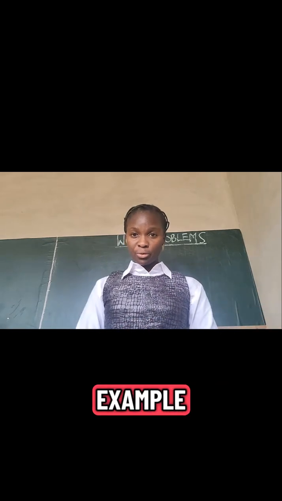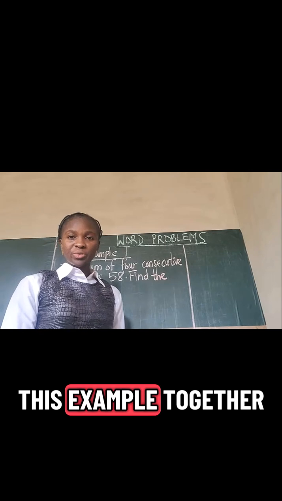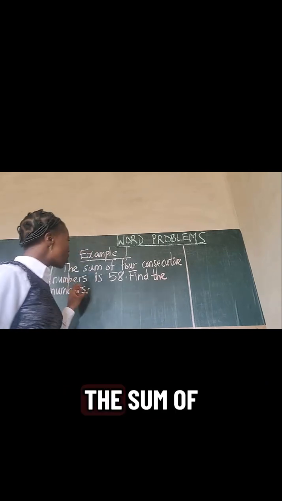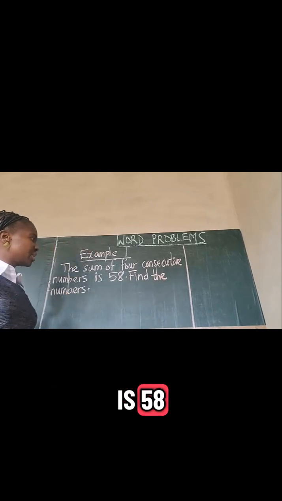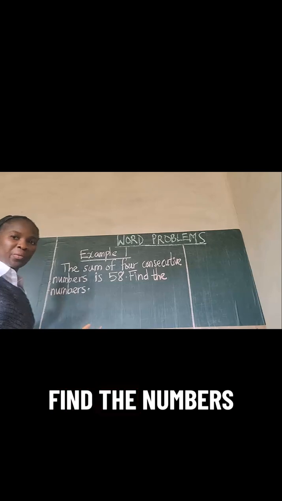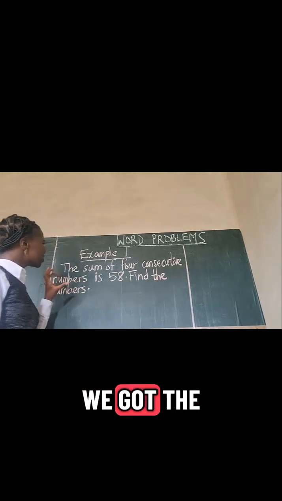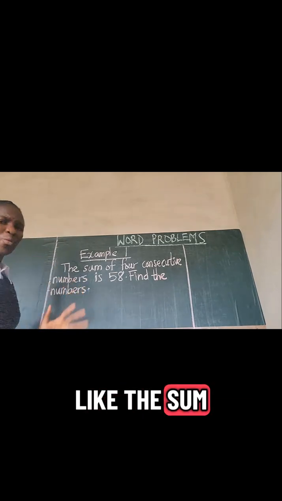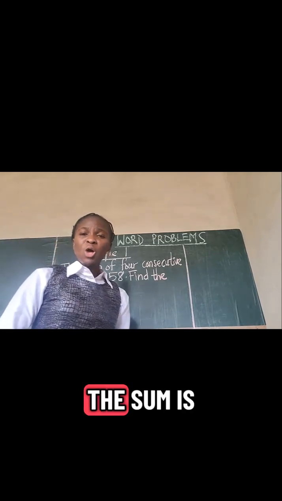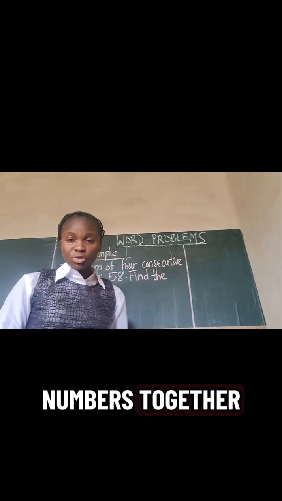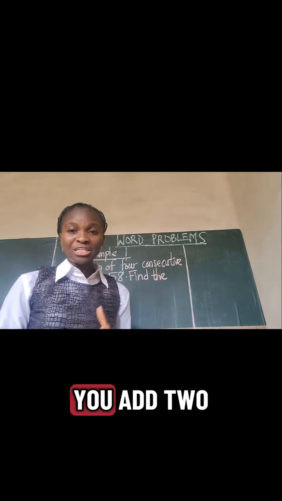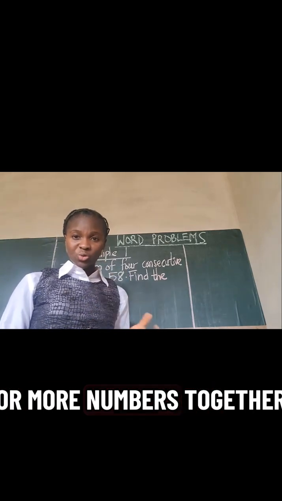Let's look at this example together. The sum of 4 consecutive numbers is 58. Find the numbers. So from here we have something like the sum. What do we mean by sum? Sum is what you get when you add 2 or more numbers together.